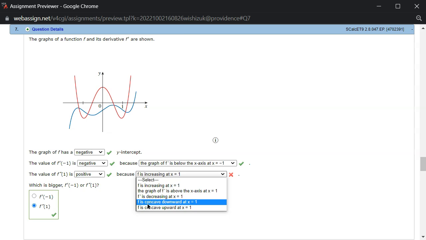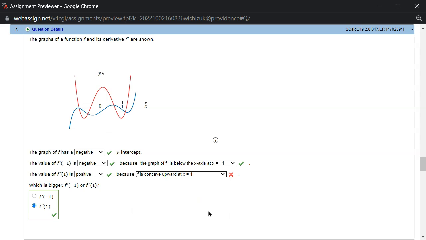So maybe this one: f is concave downward or upward. You can see that the derivative is increasing, so f is concave upward. So at 1, it looks like this is concave upward. So this should be the reason, right? Sorry about that. Let's check the answer.